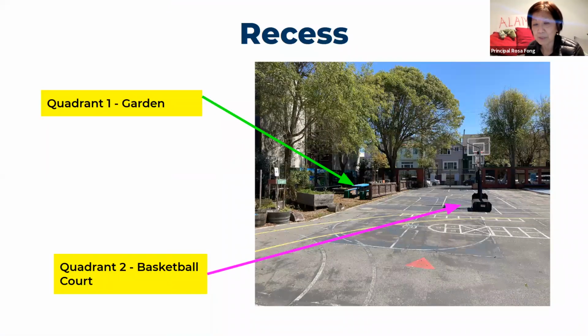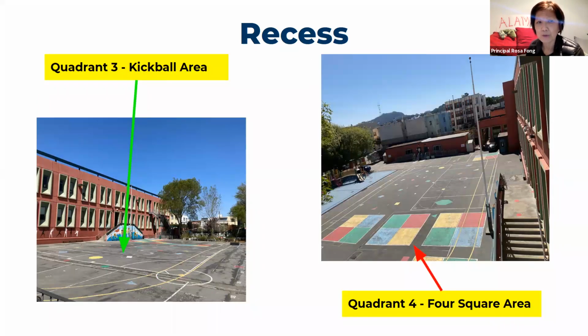So here are some of the pictures. And children, our students, maybe if you are here, parents, especially the first, second, third, fourth, and fifth grade parents, you can ask your children, because prior to shelter in place, our schoolyard was divided as what we call quadrant 1, our garden area, and then our basketball court area. Then we also have quadrant 3, our kickball area. And then we have our 4th quadrant, which is the four square area.